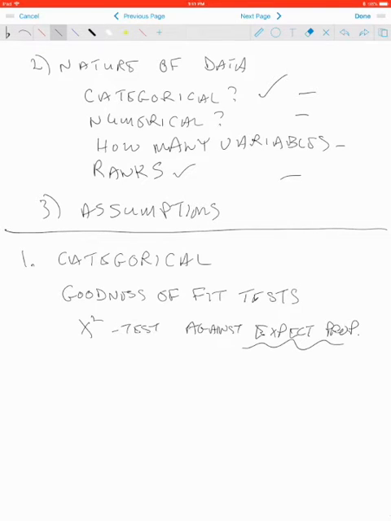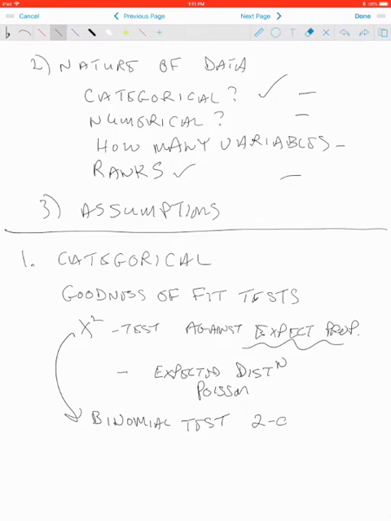We also did chi-square tests against expected distributions. And so the one we did a lot of was the Poisson distribution. If something is randomly distributed in time or space, it should follow the expected Poisson distribution. We did binomial tests. Instead of a chi-square goodness of fit test, we can always do a binomial if we have just two categories, only two categories.